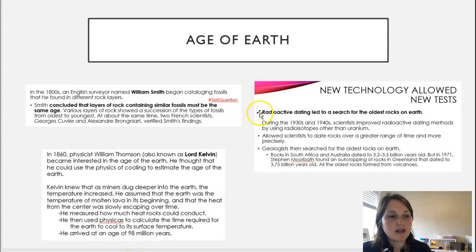Eventually, we came up with technology that helped us do radioactive dating. Sometimes it's called radiometric dating. And based on looking at the radioactive decay of different elements within rocks, we've calculated that the Earth is more like 4.5 billion years old. So radioactive dating is a method of testing the age of rocks, and rocks have been on the Earth ever since Earth existed, and so we can use that to calculate the age of the Earth.